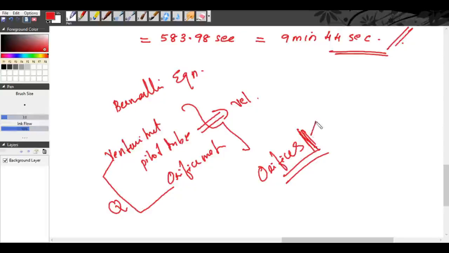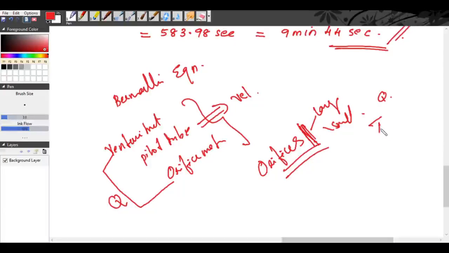So orifices, we had large orifice and small orifice. We had different types, like hemispherical orifices, circular orifice, rectangular orifice. So we saw the formula for discharges. Also we saw the formula for time required to empty the tanks. So for different cross sections, what are the formulas? And we saw problems related to this.